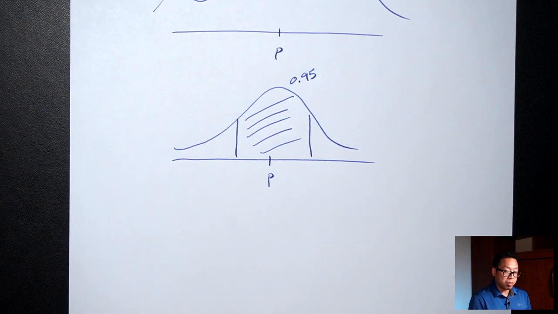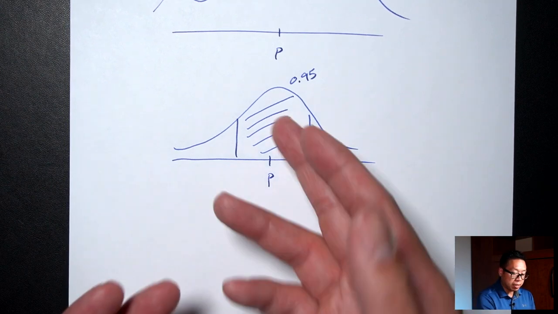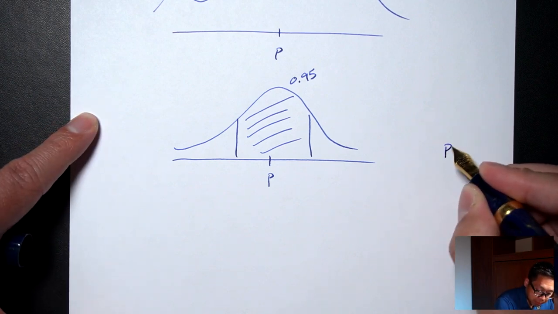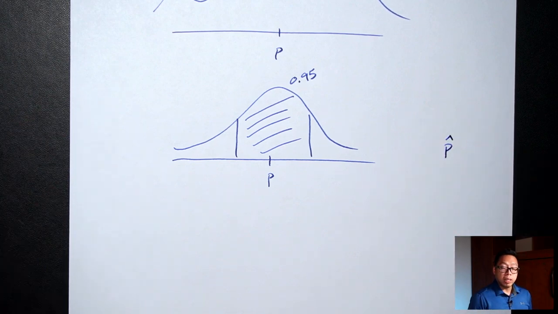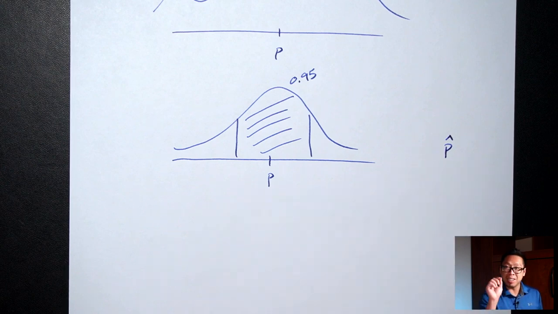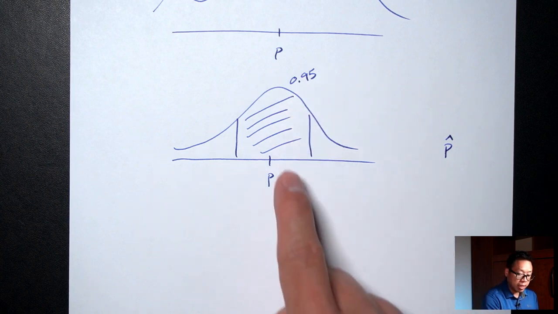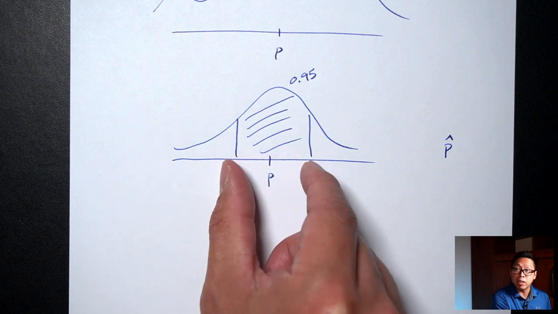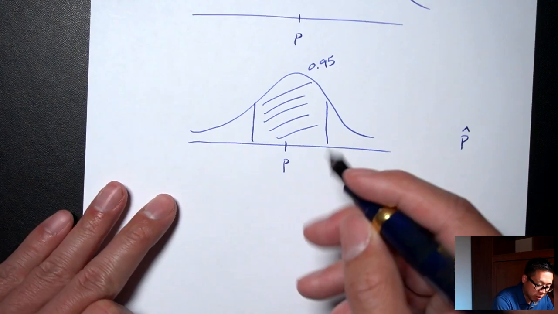Now, what do I know about this picture? I know that if I take a sample and look at the proportion, I get this p hat. This p hat is probably not exactly equal to p. That would be hard, right? That would be like hitting a bullseye. What I do know is that 95% of the time, if I take a sample and look at the proportion, I'm going to land inside this shaded area. Okay, say I land right here.